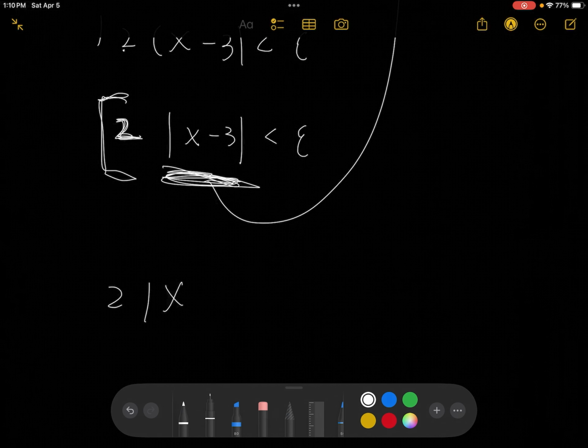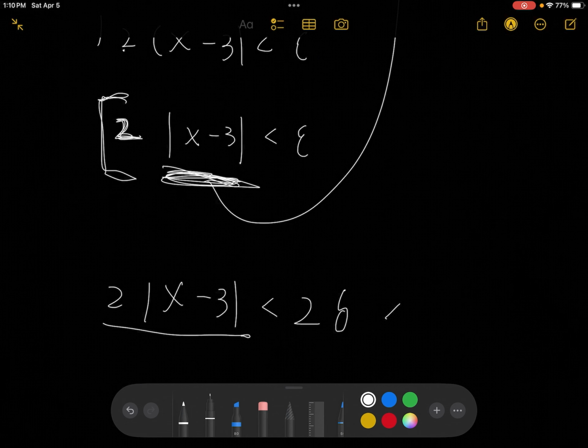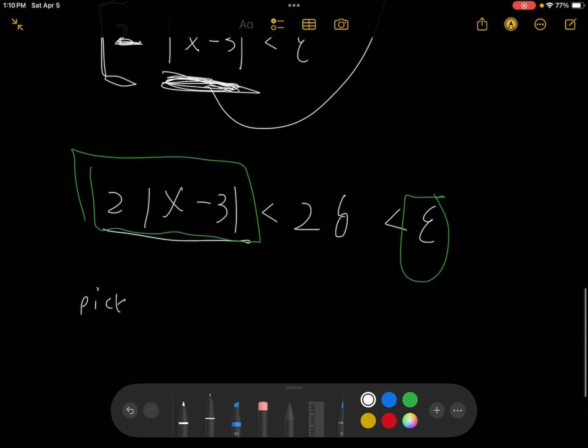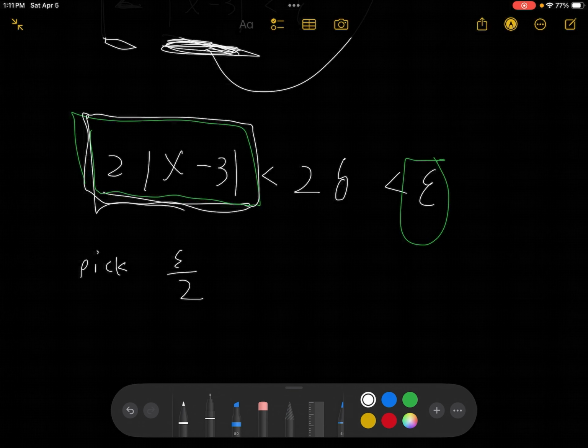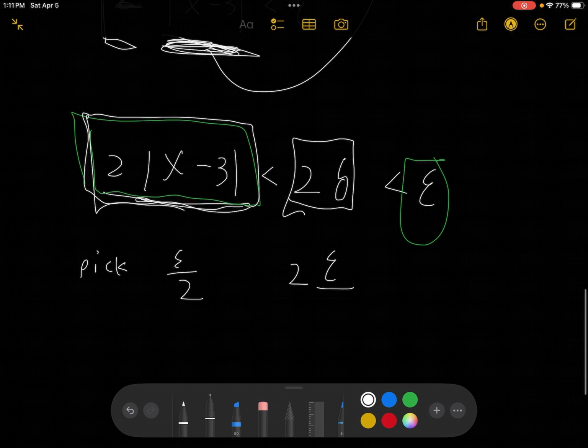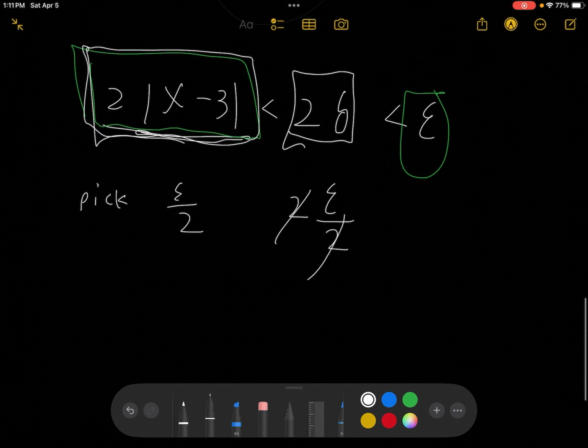So we know that this expression right here is less than 2 times delta. And what we want to show is that this is less than epsilon. So what if we pick the value of epsilon over 2 for delta? Then assuming this is less than 2 delta is the same as assuming this is less than 2 times epsilon over 2, which equals epsilon. And we're going to end up with the inequality that we want, this being less than epsilon.